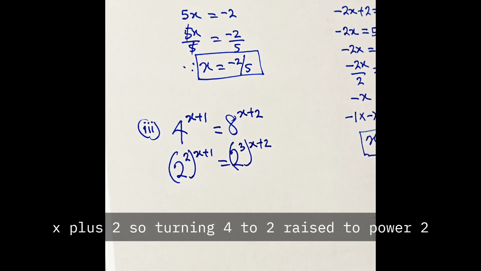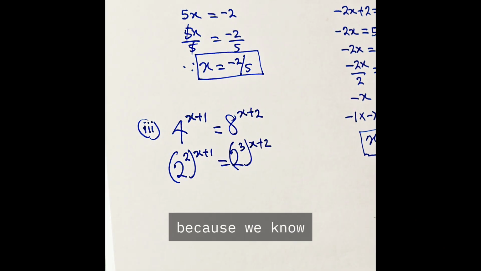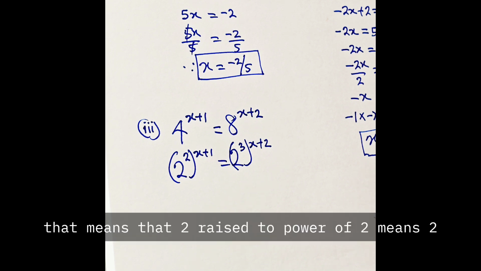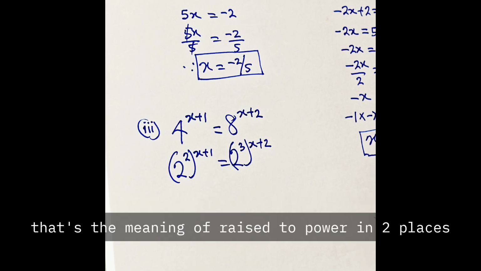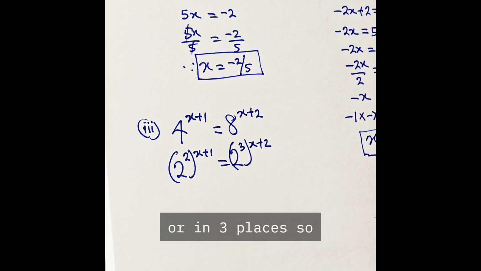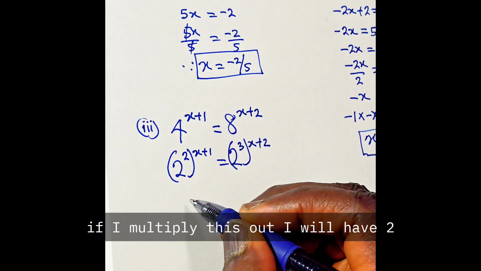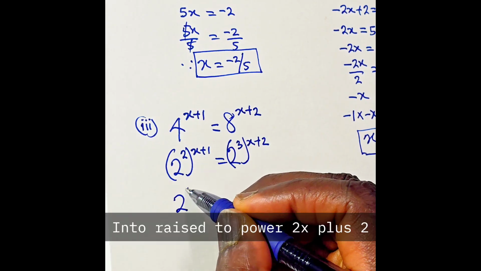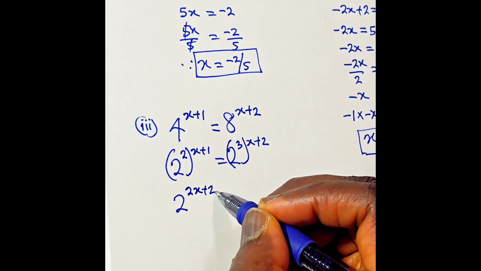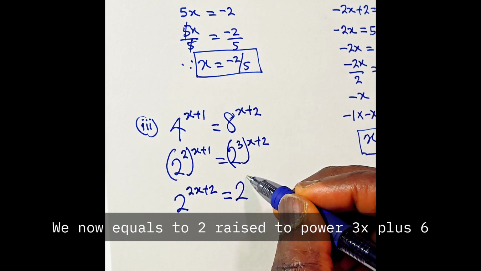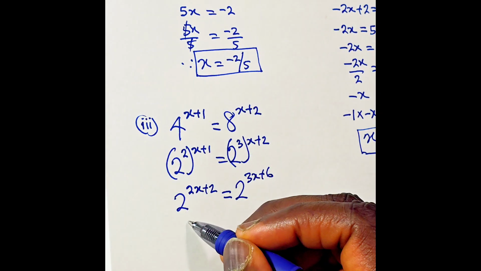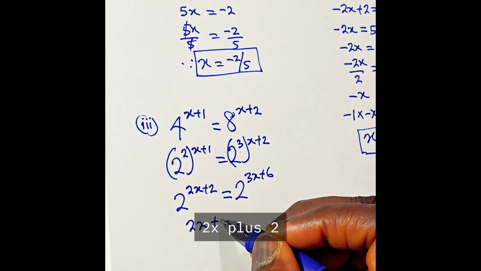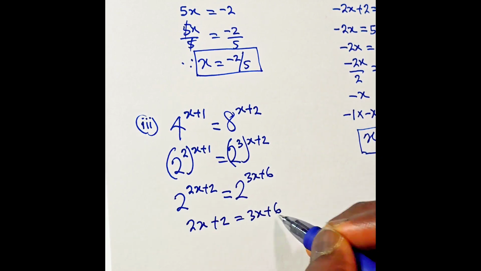Turning 4 to 2 raised to the power 2 shouldn't be any issue, because we know that 4 gives us 2 times 2. That means 2 raised to the power 2 means 2 in 2 places, and 2 raised to the power 3 means 2 in 3 places. That's the meaning of raised to the power, in 2 places or in 3 places. So if I multiply this out, I will have 2 raised to the power 2x plus 2 equals 2 raised to the power 3x plus 6. So in that way, this is out, this is out. So I'm having 2x plus 2 equals 3x plus 6.